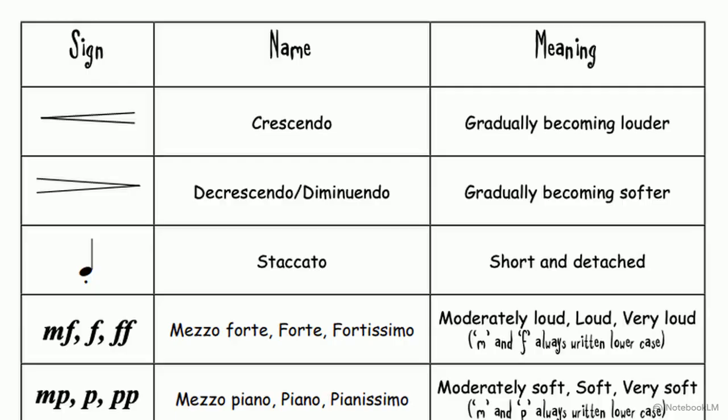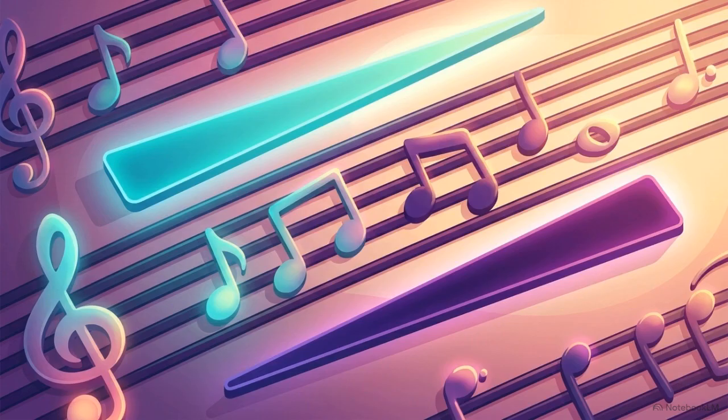Volume is fluid. Moving up to the top rows, these wedge signs act as visual roadmaps. The opening wedge is a crescendo, telling you to gradually become louder. The closing wedge is a decrescendo, or diminuendo, meaning to gradually become softer. Mastering these volume shifts gives a flat, two-dimensional piece of sheet music actual physical scale and acoustic depth.